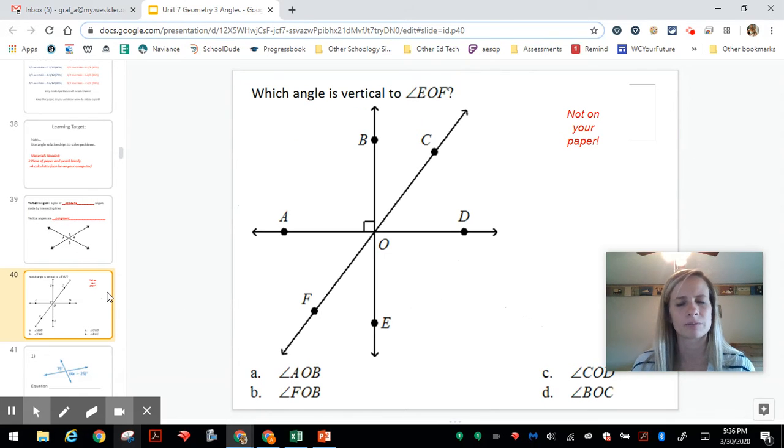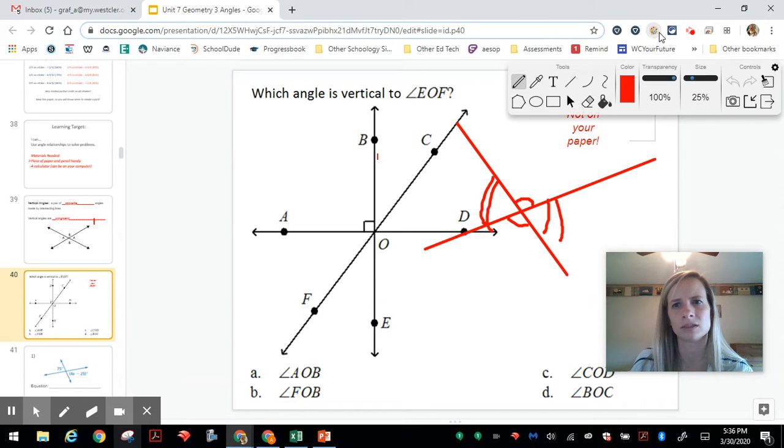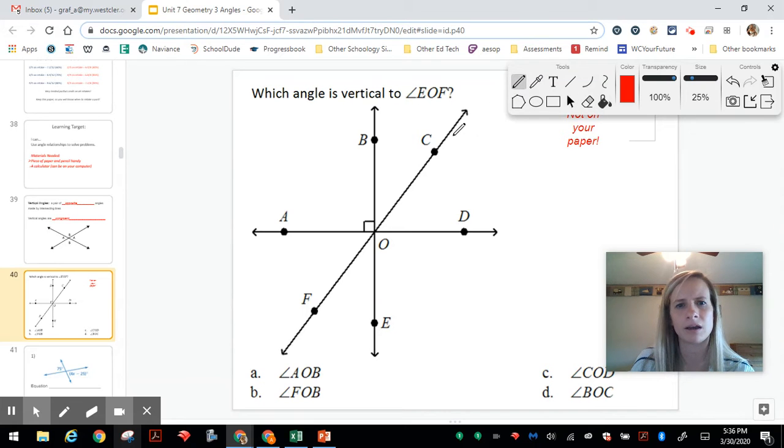Okay, let's look at the next one. You don't have to write anything down for this one, but now this one's a little more confusing because I have a lot of different angles going on. So the question is, which angle is vertical to EOF? We practiced naming angles in our first lesson about angles. So if I was going to look at EOF, with the name, that's the one down here. So take a second and think about which one is vertical, which one is opposite to EOF.